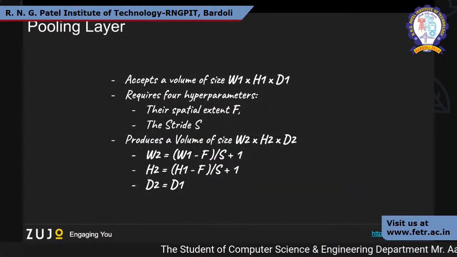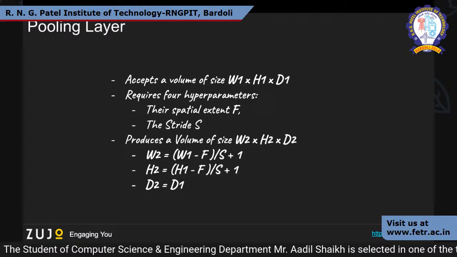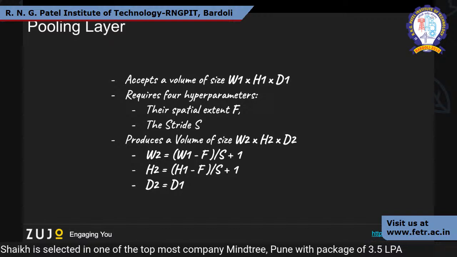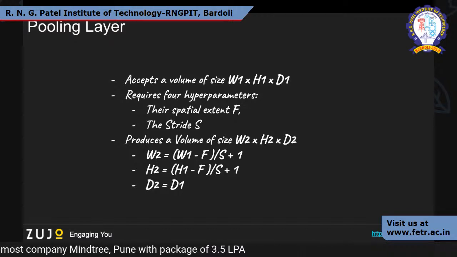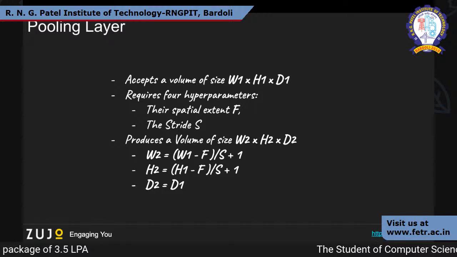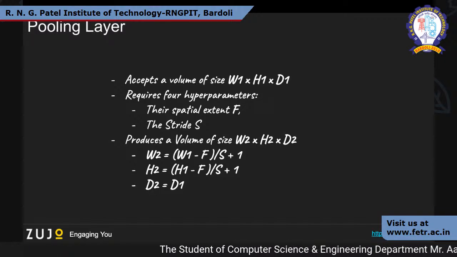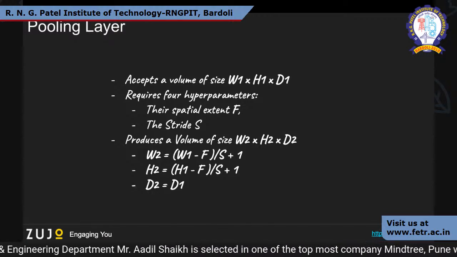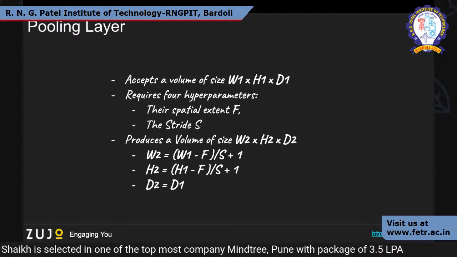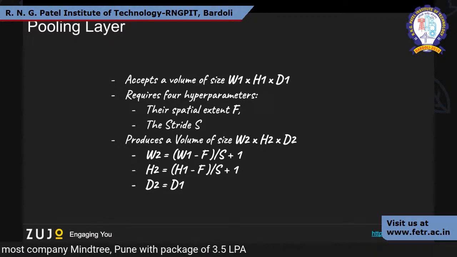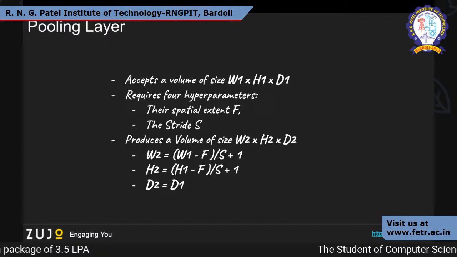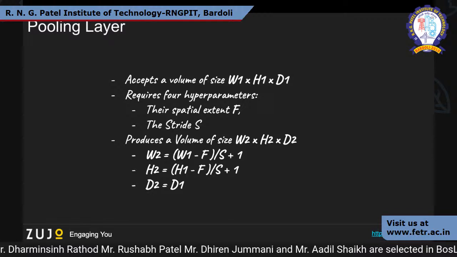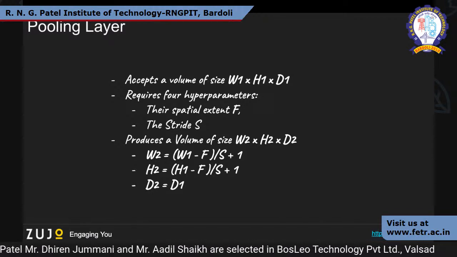Okay, moving next, let's figure out the basic algorithm of the pooling layer. It accepts the volume size W1, H1, D1, and requires two hyperparameters: the spatial extent F and the stride S. It produces the volume size W2, H2, and D2. There's a spelling mistake again. The formula is the same without the padding: W2 is equal to W1 minus F divided by S plus 1. H2 is equal to H1 minus F divided by S plus 1. And D2 is equal to D1, which is the dimension we defined in the last layer.